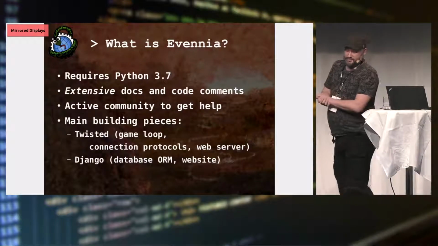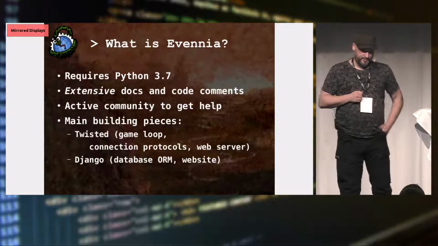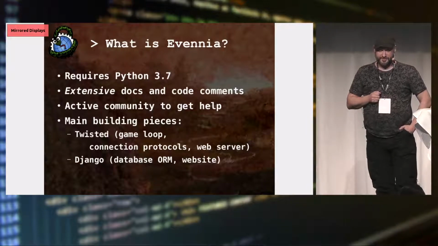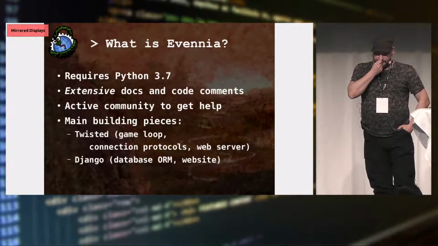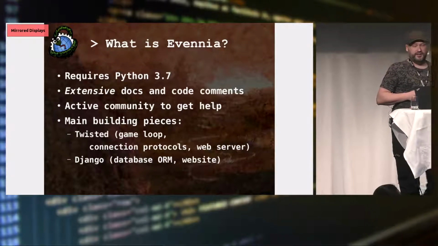Evennia, and this is an update from last year, is now Python 3.7. It requires Python 3.7. And it has extensive documentation and lots of code comments.